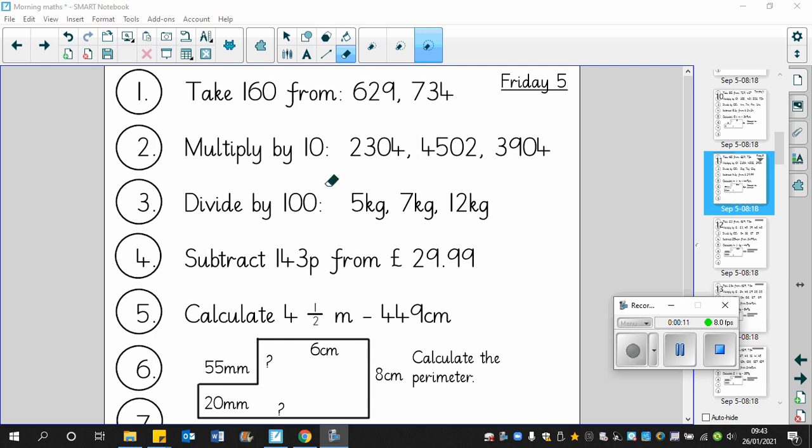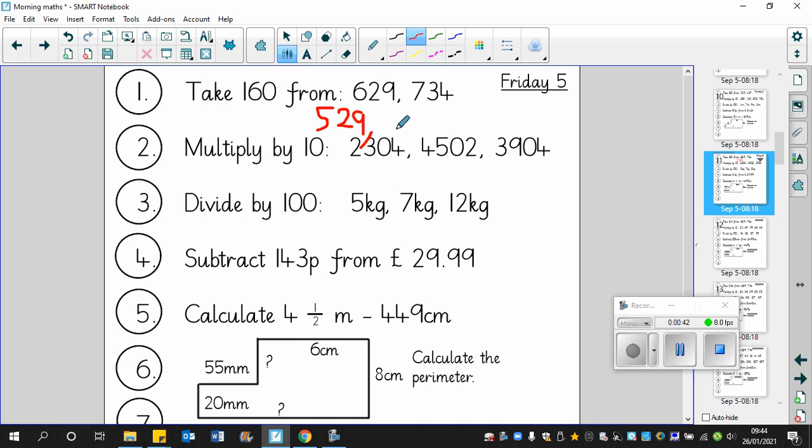Here we go. Question number 1. Take 160 away from 629. So first of all, we'll take 100 away. That's easy. The answer to that is 529. Remember, when you take away 100, the ones don't change and the tens don't change. It's only the hundreds which change, and the thousands maybe, who knows. So if we take away 100, we've got 529.